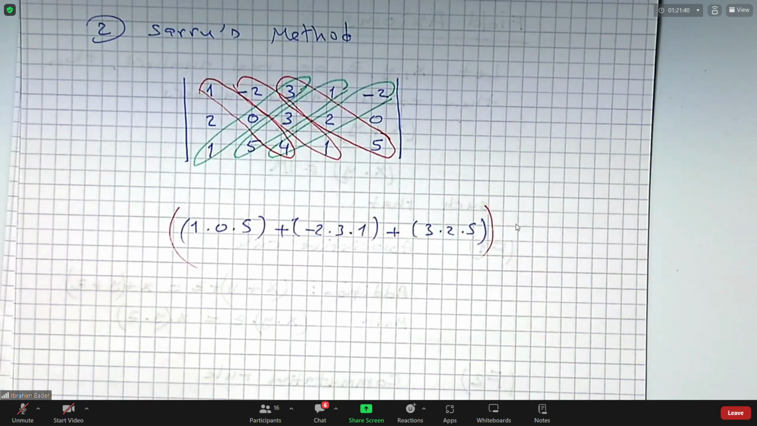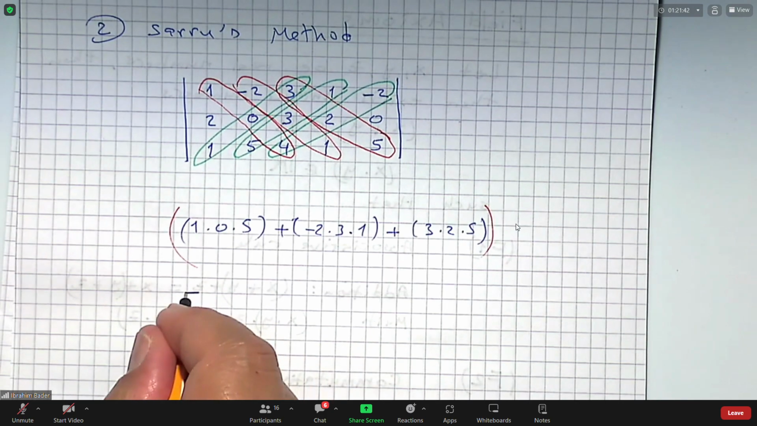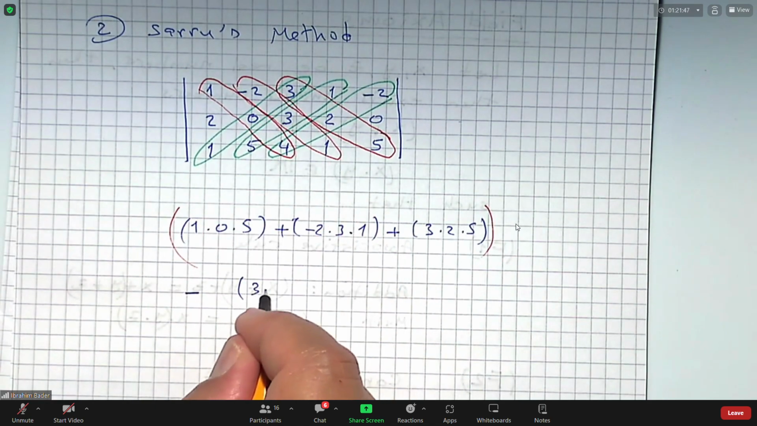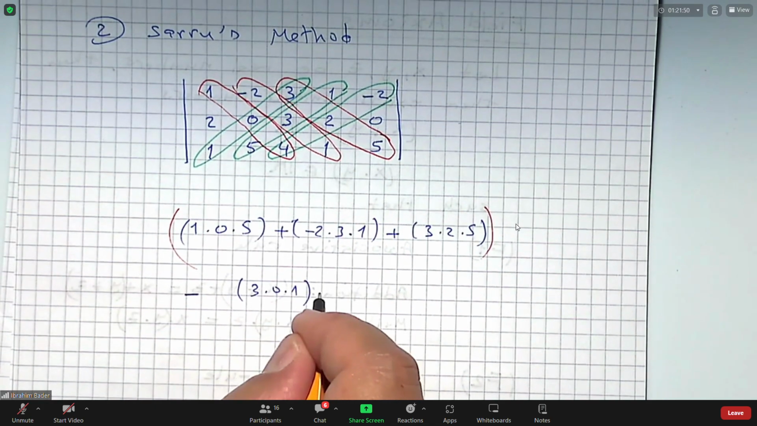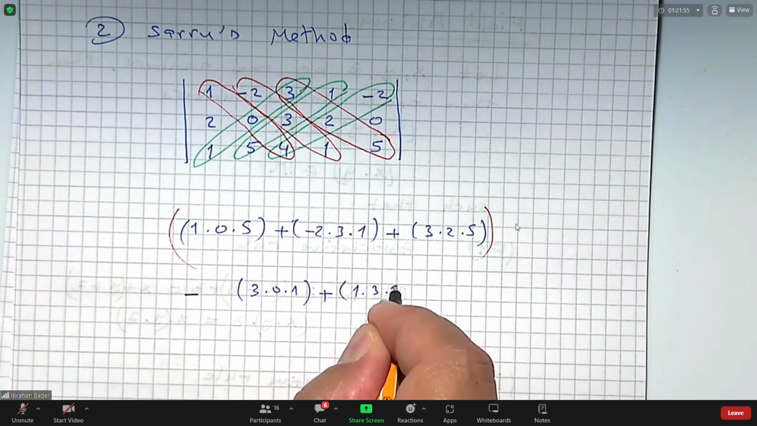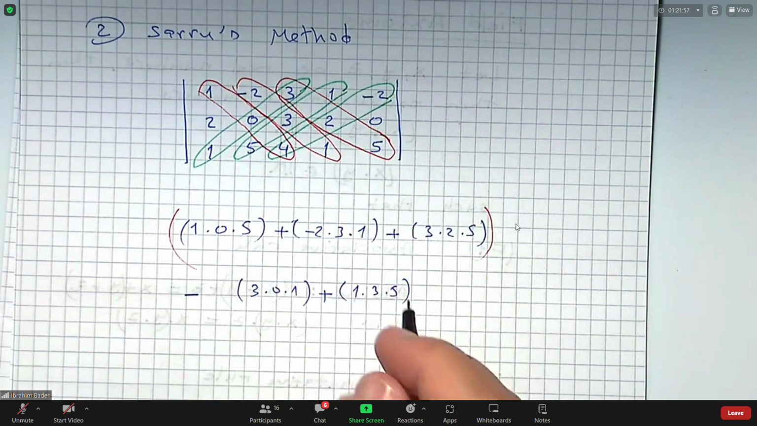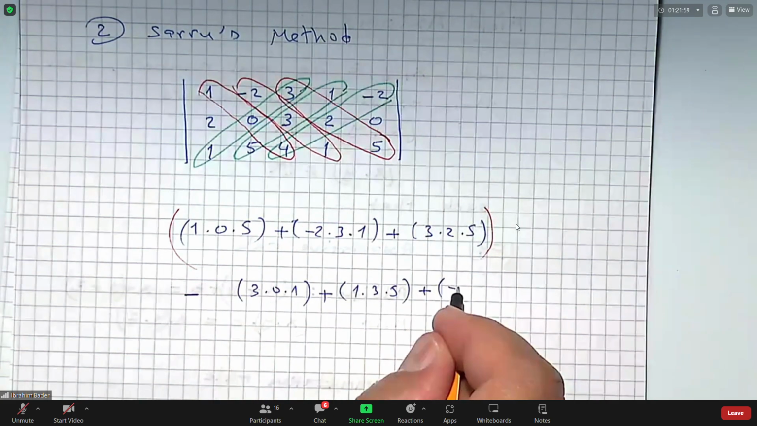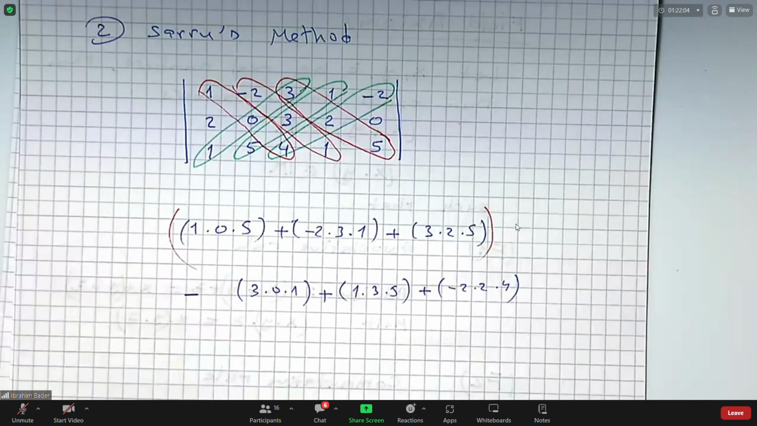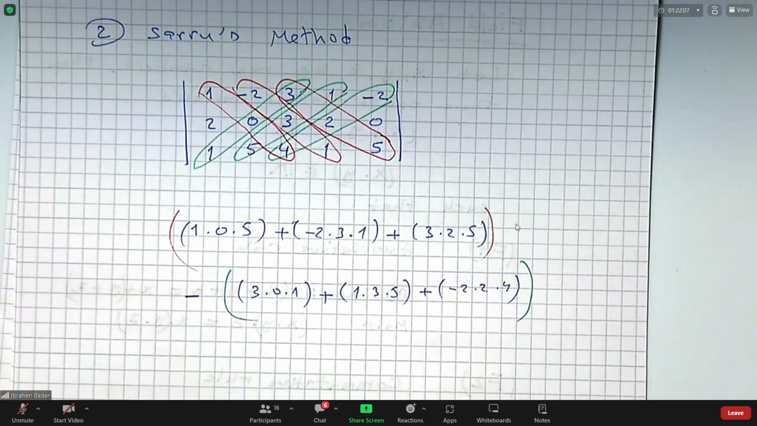Okay, so let's start here from the left. So minus, here I have 3 times 0 times 1 plus 1 times 3 times 5 plus -2 times 2 times 4. And this is all subtracted, okay? Now let's simplify a little bit, and see what we get.